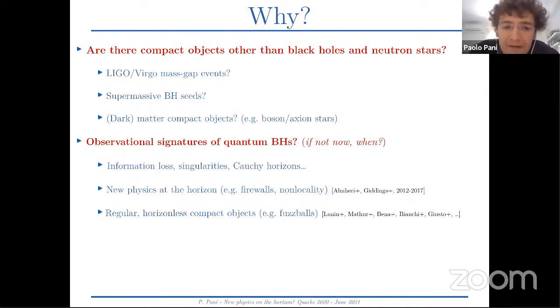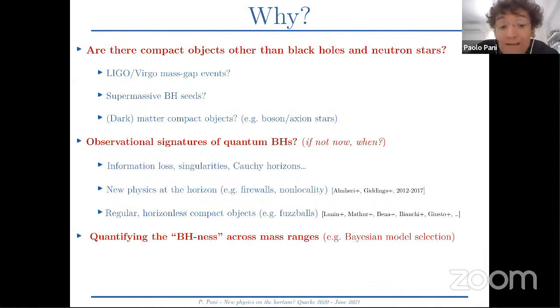There are different paradigms in this respect. Some invoke, for example, firewalls or very strong non-local effects near the horizon. Others require the existence of regular, so singularity-free, horizonless compact objects, like in the fuzzballs proposal. This might be a bit speculative, but I would like to stress that this is the right time to ask these questions, because if we don't do it now, probably we'll never do it. We are currently in a situation in which we have plenty of observations, and in the future, things will improve a little, but basically the kind of phenomenology that we can probe is already at hand.